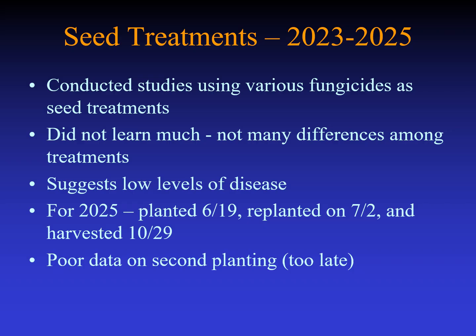But the problem in 2025 again was the hailstorm, and that was replanted on July 2nd, and this is one that we did try to take to harvest. As you notice here, it's very late, and because it was planted so late, the data was poor, but just in good faith, we still tried and took it to harvest.